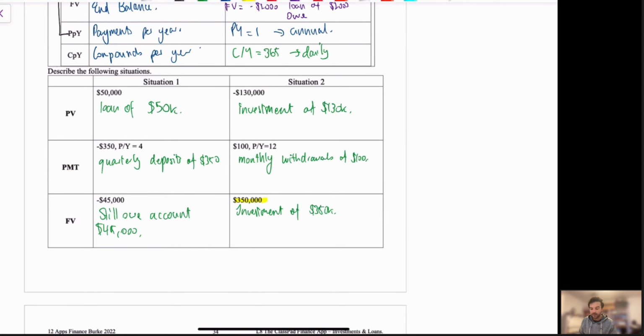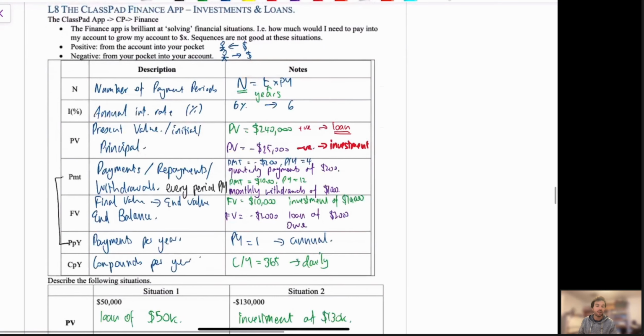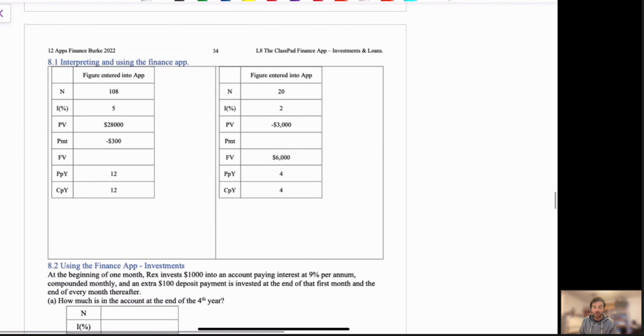Now this is basically this page done. In the next video, we're going to be looking at some using the finance app.